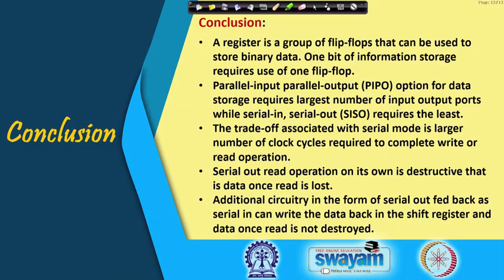A register, we have seen, is a group of flip flops that can be used to store binary data. 1 bit of information storage requires use of 1 flip flop. Parallel input, parallel output option for data storage requires the largest number of input ports, while serial in, serial out requires the least of the 4 possible varieties that you have seen. Okay. The trade-off associated with using serial in, serial out is the larger number of clock cycles required to complete write and read operations. Okay. So, there is that trade-off whenever you go from parallel to serial.